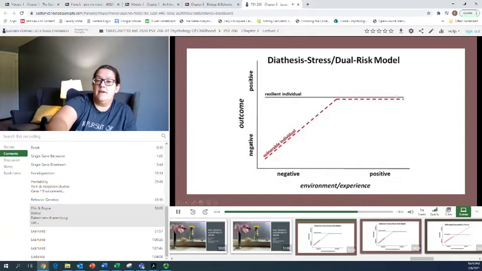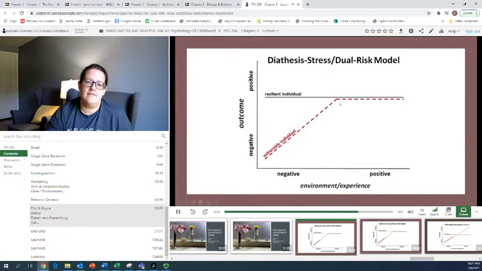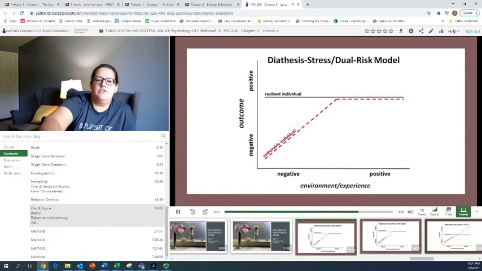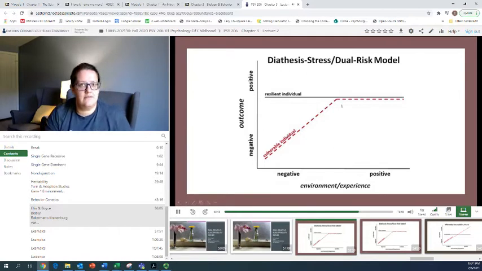The diathesis stress model would say that when times get tough, when our environmental experience becomes negative, we see this difference, right? Where these folks that had the diathesis, the inborn risk, the risk gene variant, now suddenly they fail to thrive and they have this negative outcome. Whereas the folks who don't have this genetic risk or diathesis continue to do fine, right?